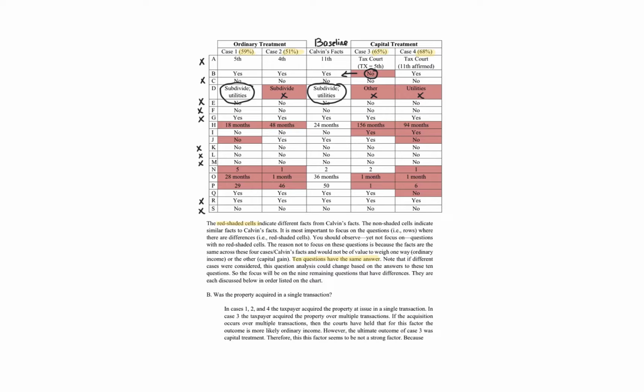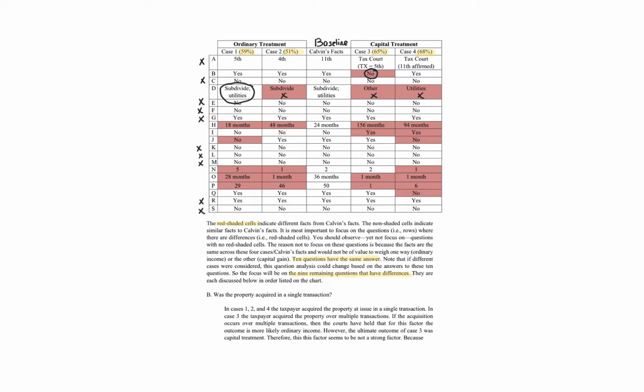It's not going to help us. So the focus should be on the 9 questions that have differences. So we're going to be going through questions B, D, I, J, N, O, P, and Q, those 9 questions, and we're going to see how Calvin answered, which we can see here in the middle. If you need to go back and see this, how did Calvin answer? I have it in the respective question, but you can pause the video and go back to see Calvin's facts.